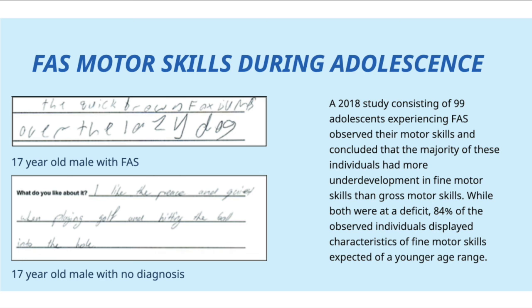And as you can see, this image right here shows a 17-year-old male with fetal alcohol syndrome, and the handwriting looks very jerky. It looks like it shouldn't be written by the typical 17-year-old male. And then there's a comparison one where it shows a 17-year-old male with no diagnosis, and you can really see the difference in the handwriting.